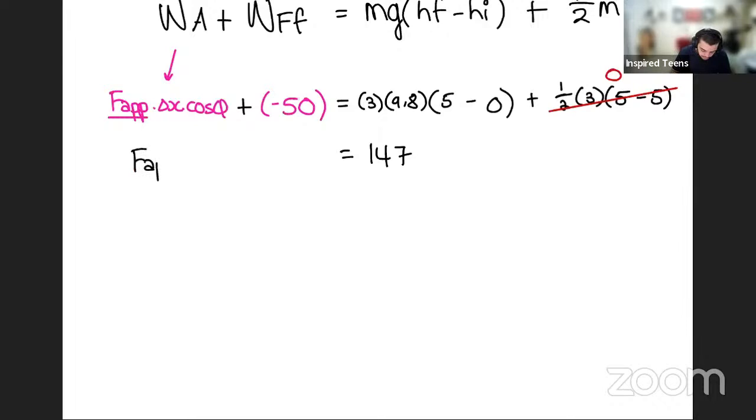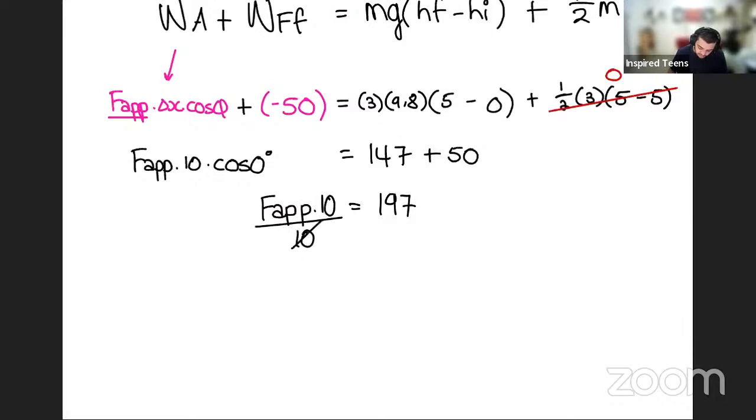If applied, which we want to calculate, delta x is 10 cosine. This is the applied force, so this would be cosine 0. This negative 50, I'm going to take it over to that side to become positive 50. Here I'm going to get 147 plus 50, which gives me 197. Here I'm going to get F applied times 10, because cosine 0 is 1. I divide both sides by 10 to get rid of the 10 on that side, and I divide this by 10, I get 19.7. The F applied has a force of 19.7 newtons.